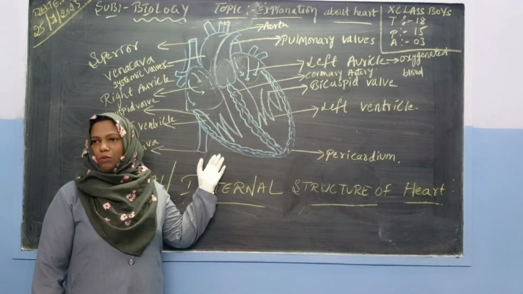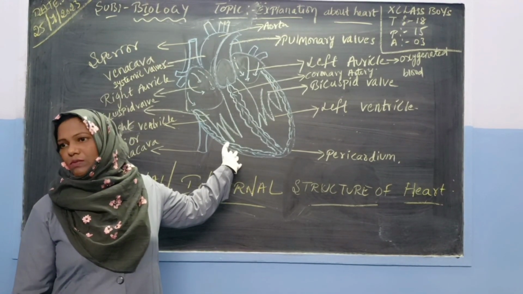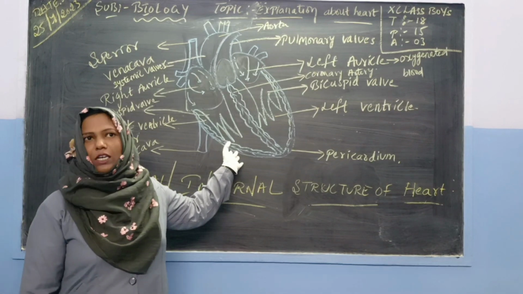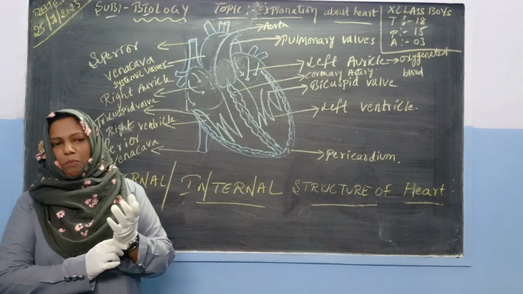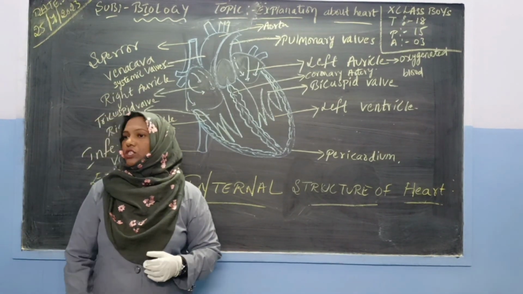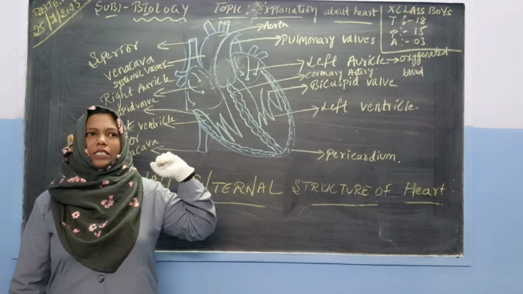This is a diagram of the heart. There are 4 chambers in the heart. The upper 2 are called auricles, and the lower 2 are called ventricles. Before going through the internal structure, we'll go through the external structure.